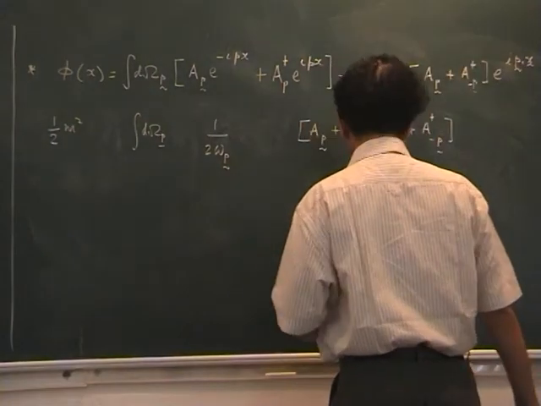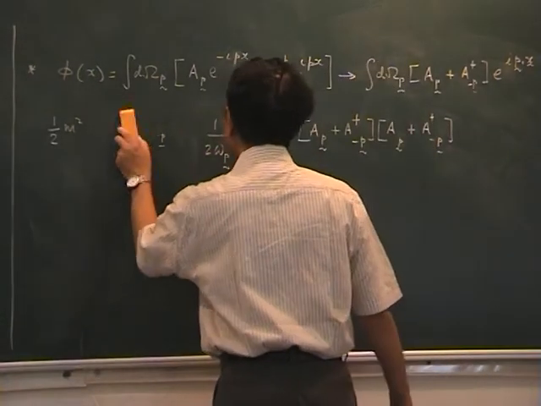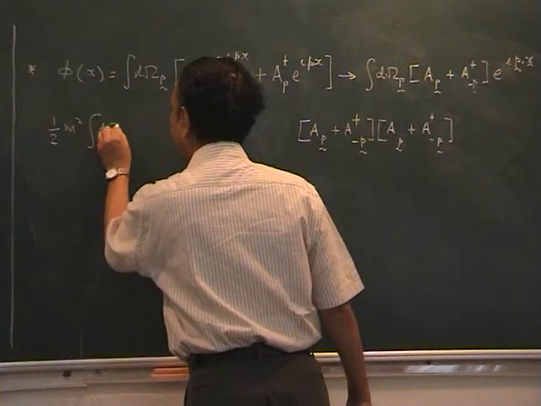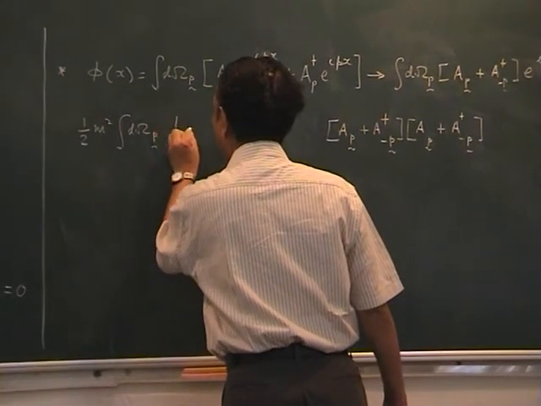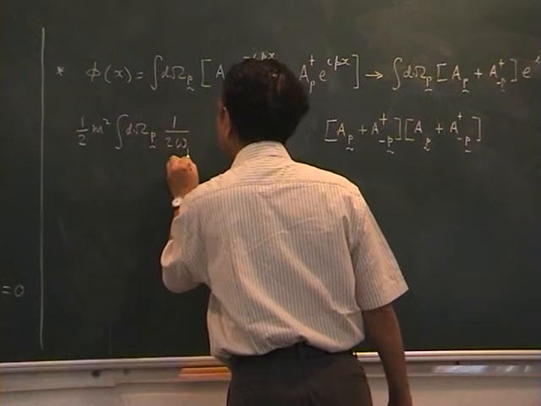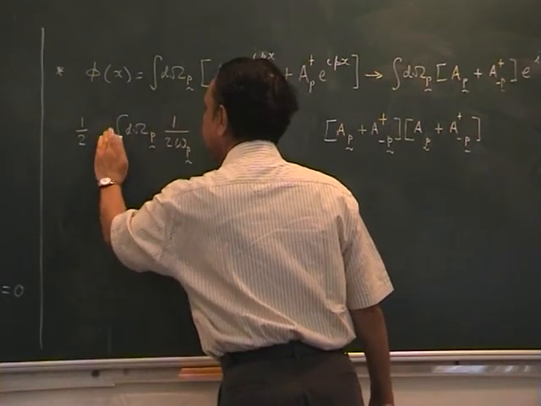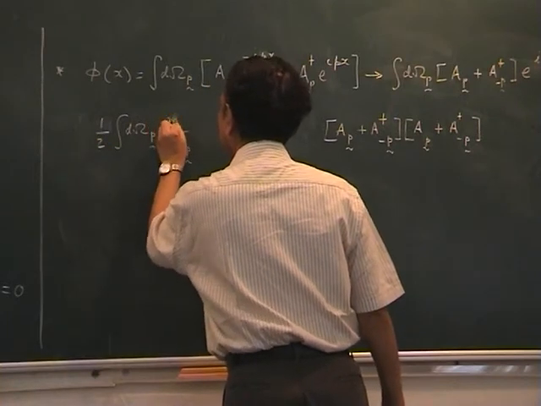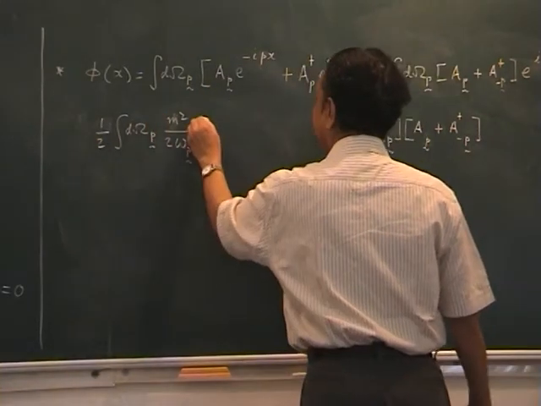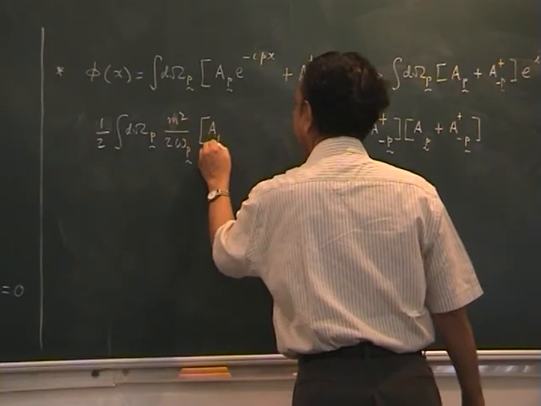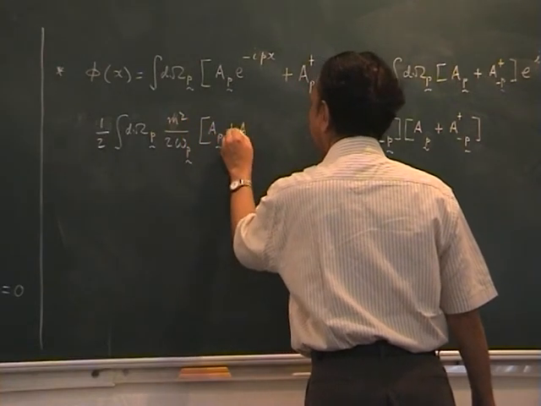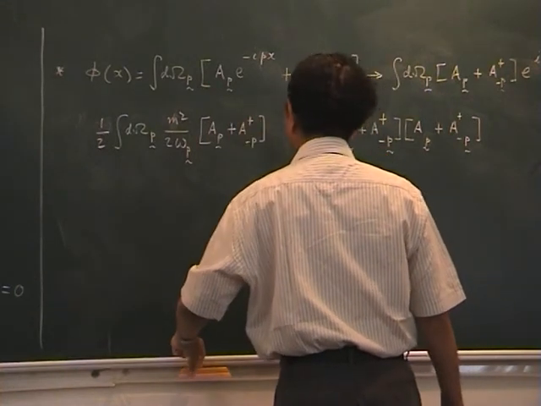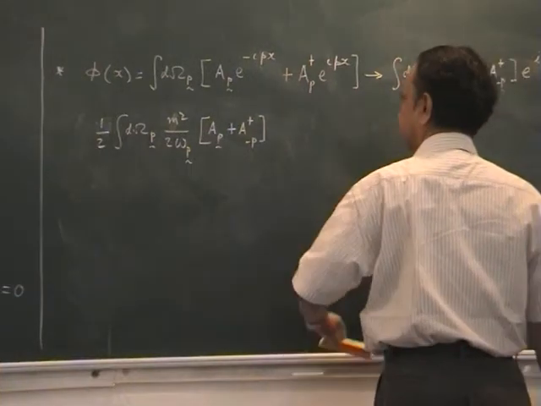So let us write it down slightly neatly. D omega p 1 upon 2 omega p. It's convenient to take this m square here and put it here. Then the remaining terms, which are AP plus A minus P dagger. Same thing once again.